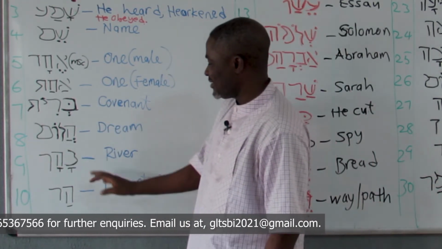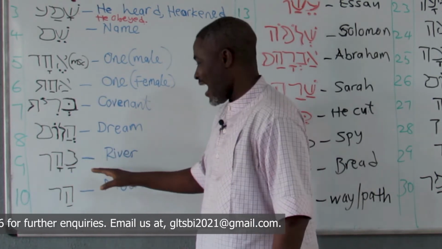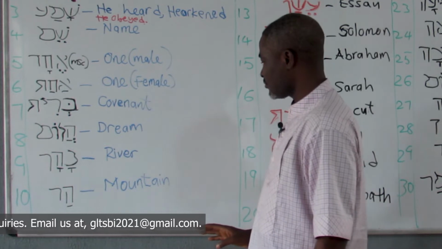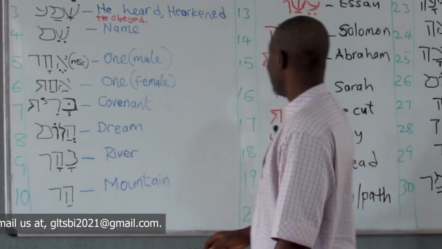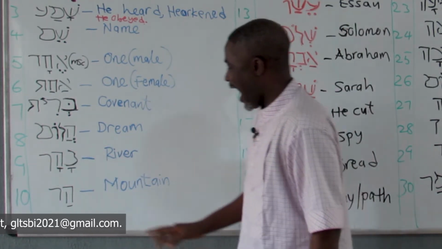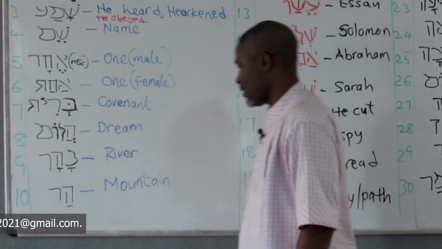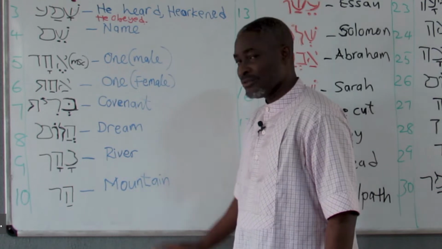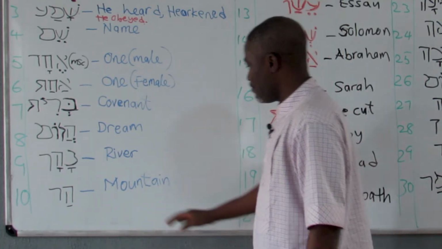Then the next vocab is nahar, which is river. Nahar, river. It's followed by har, which is mountain. Har, mountain.